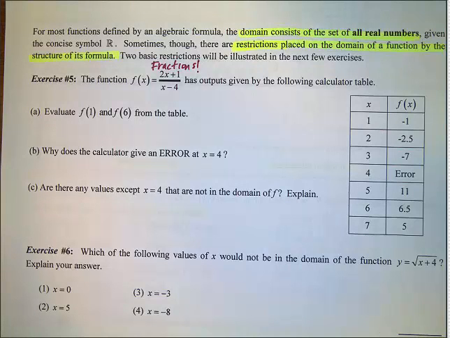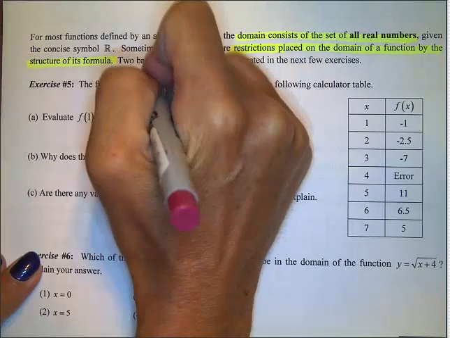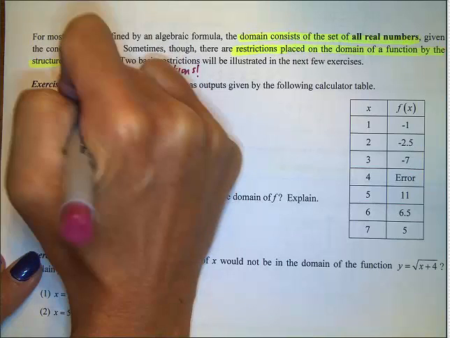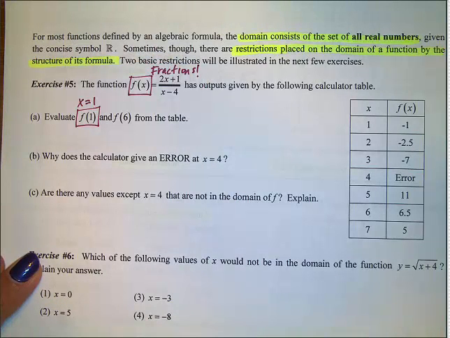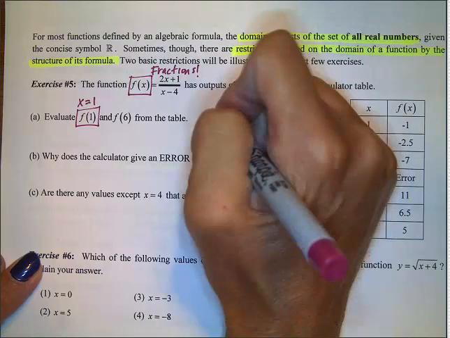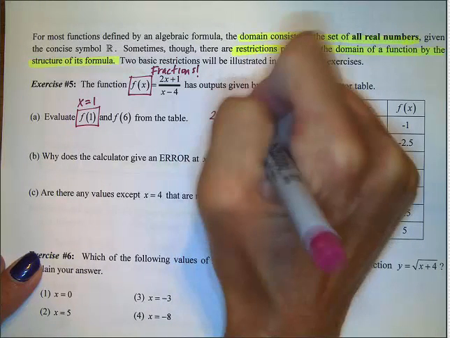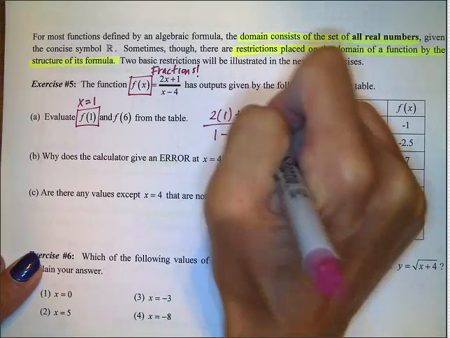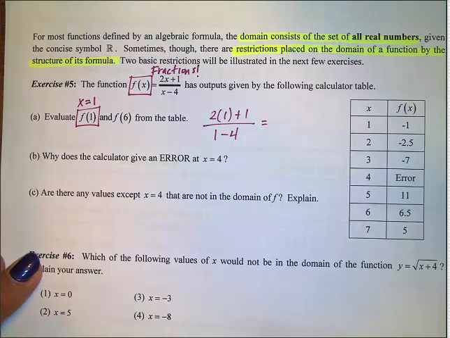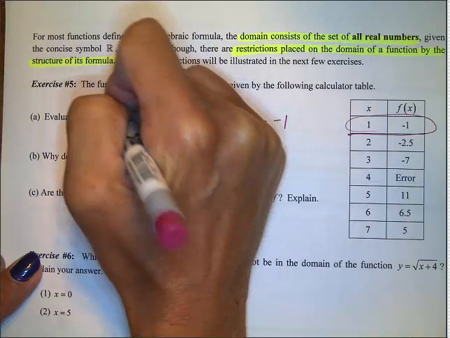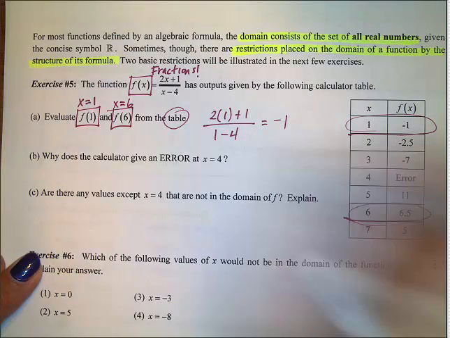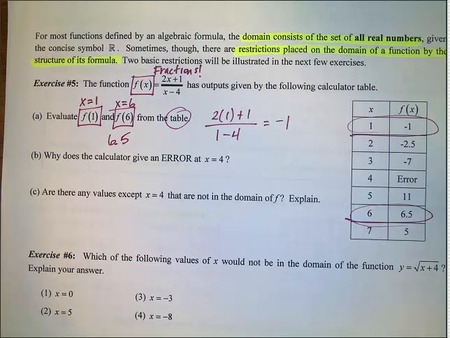So it says evaluate f of 1. So that means I put 1 in for the x value. See how it says f of x and then it says f of 1? So this means x equals 1. So if I put 1 in for x, I have 2 times 1 plus 1 over 1 minus 4. I'm going to put that into my calculator and I get -1. Oh, I don't even have to do that because it says from the table. So f of 1 is -1. Then f of 6, and it says x equals 6, is 6.5. You could just plug them in, but you don't have to.